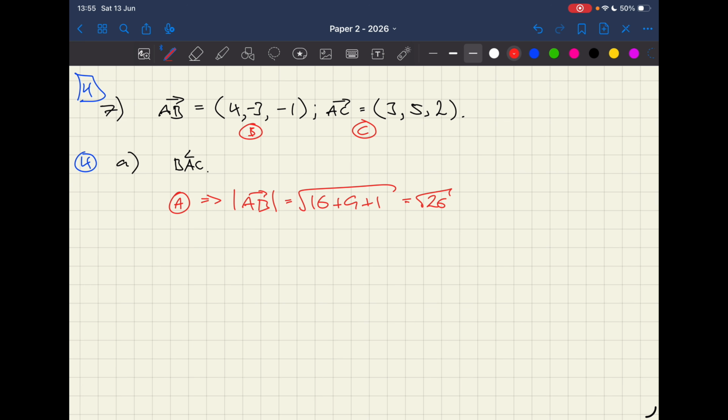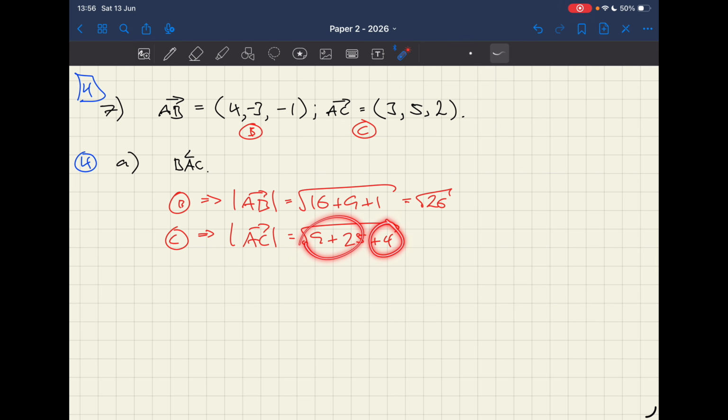And similarly, fact C is going to tell us that going from A to C, we can find the modulus of that. We have 9 plus 25 plus 4, for 3 squared, 5 squared, 2 squared. Square root all of that. What do we get? That's 38. So root 38. None of these are very nice, but that's good.